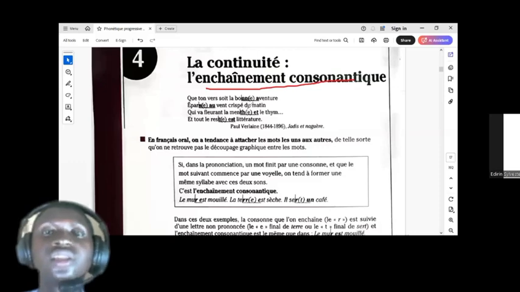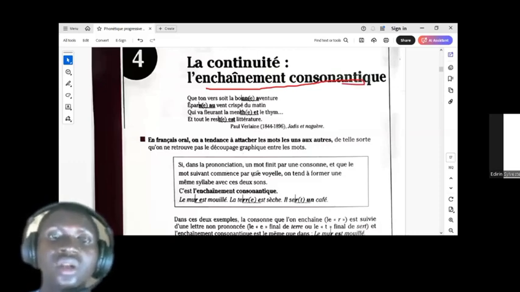So having seen enchaînement vocalique, I want to believe you have mastered that. Let's look at the next enchaînement. It's called enchaînement consonantique. Now, it's the opposite of enchaînement vocalique, and so we want to look at it as well. It's important. These are part of the continuity. So, what is l'enchaînement vocalique? We have seen l'enchaînement vocalique. Now, let's go to enchaînement consonantique. As the name implies, we're dealing with consonants.